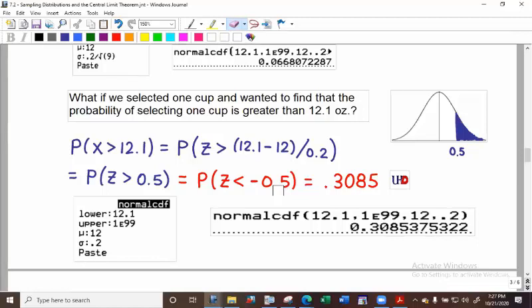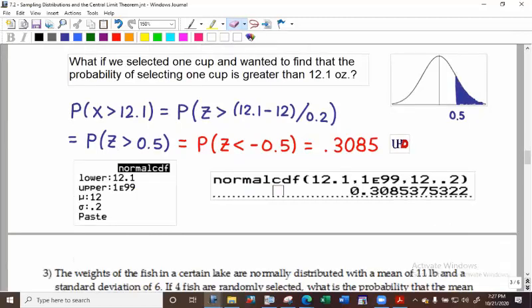But you don't have to realize that. That's not something you have to worry about being asked or whatever. But look at the normal CDF this time. Exactly the same except for the standard deviation. It's just 0.2 this time and not 0.2 divided by the square root of 9. That's the difference.